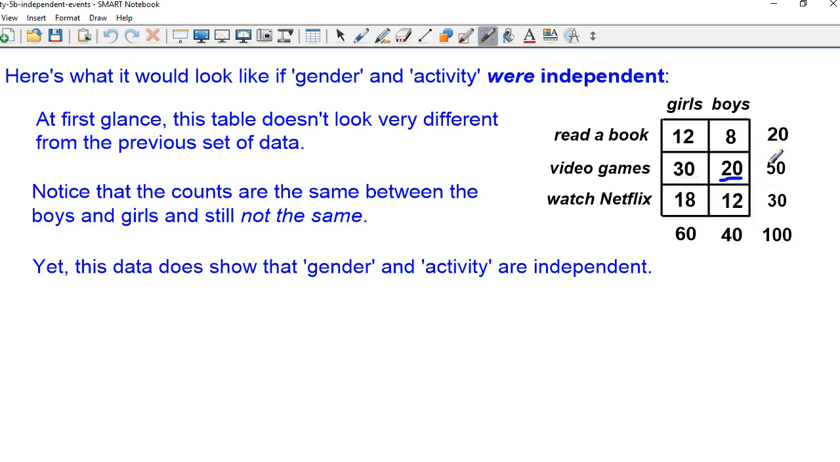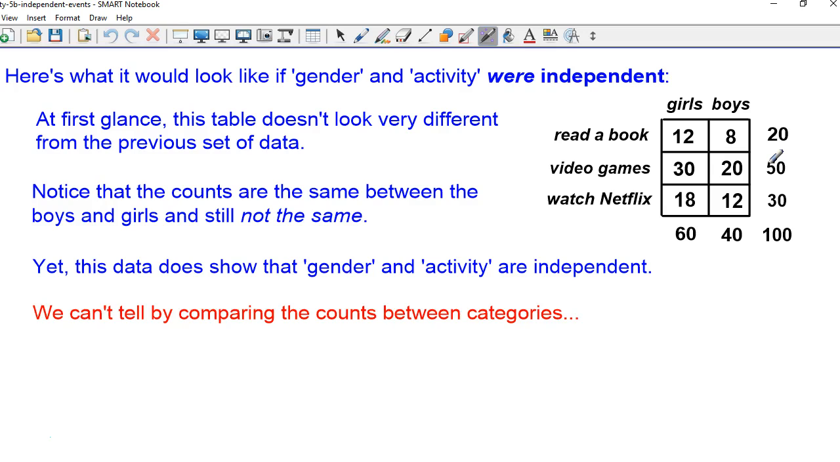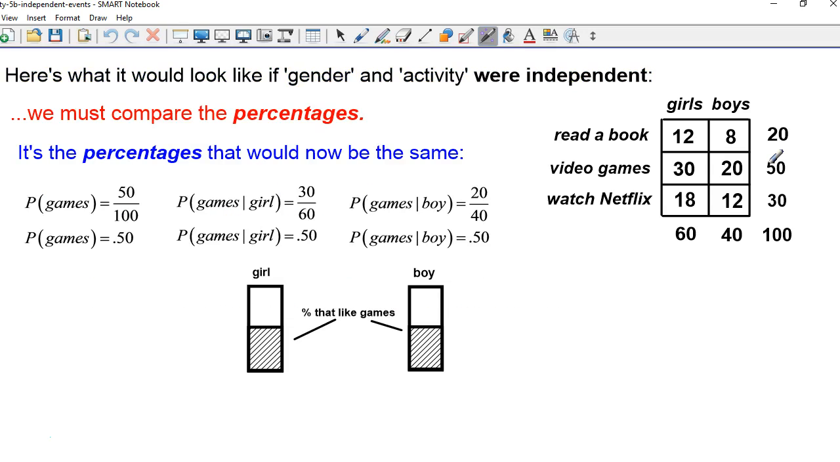The fact that the counts are different doesn't tell me whether or not something is independent. We're going to have to actually figure out what percentage, or proportion, of the girls and of the boys like video games, to compare that, right? We can't tell by comparing the counts. We have to compare percentages. It's the percentages that would now be the same.